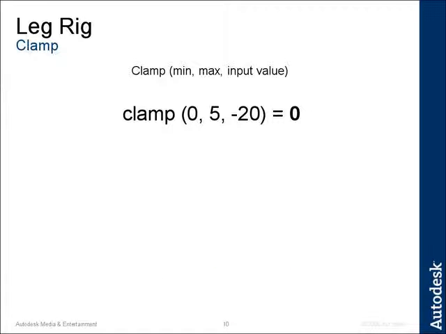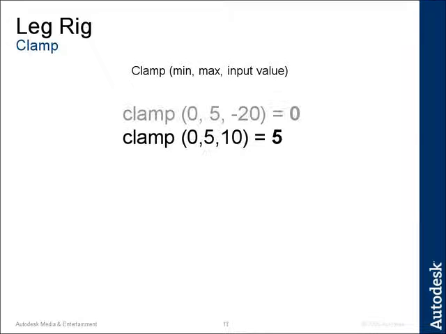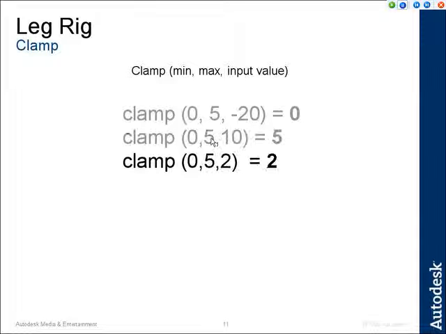Here we've got a clamp of 0 and 5, which are min and max, and an input value of minus 20. The result for this is going to be 0 because minus 20 is less than the minimum value. In the next example, we have 0, 5, and 10. In this case, we'll be getting 5 because 10 is greater than the maximum value. And finally, we have 0, 5, and 2. 2 is between the two of them, so we're going to get a value of 2.